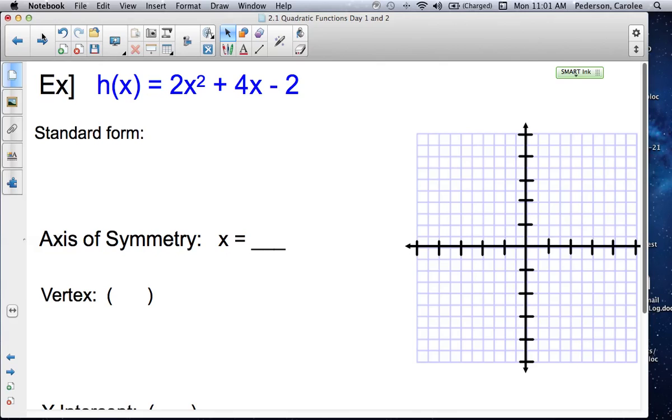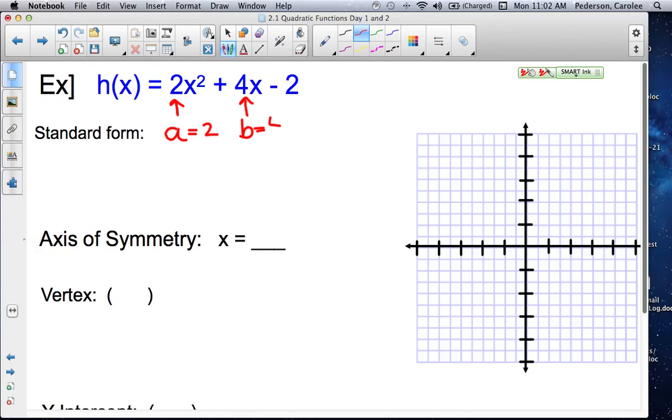All right, here's our example. h of x equals 2x squared plus 4x minus 2. We want to look at the equation. The equation is in standard form. It has the x squared, it has the x, it has the constant. So let's identify what is the value of a, b, and c. Well, the a is right here. The b is the coefficient in front of the x term, and then the c is the constant.